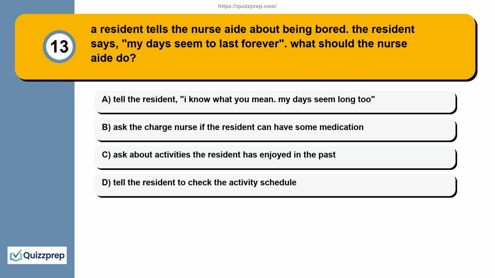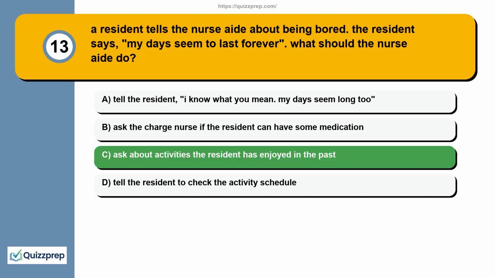Question 13. A resident tells the nurse aide about being bored. The resident says, "My days seem to last forever." What should the nurse aide do? Option A. Tell the resident, "I know what you mean. My day seem long too." Option B, ask the charge nurse if the resident can have some medication. Option C, ask about activities the resident has enjoyed in the past. Option D, tell the resident to check the activity schedule. The correct answer is option C, ask about activities the resident has enjoyed in the past.